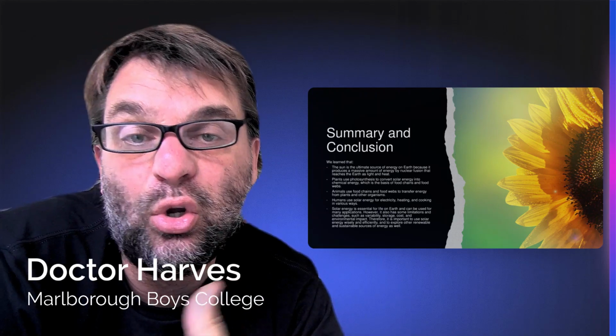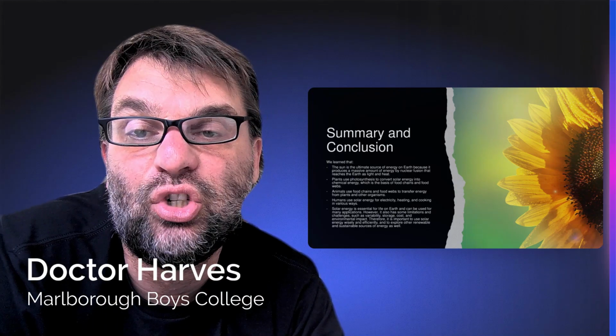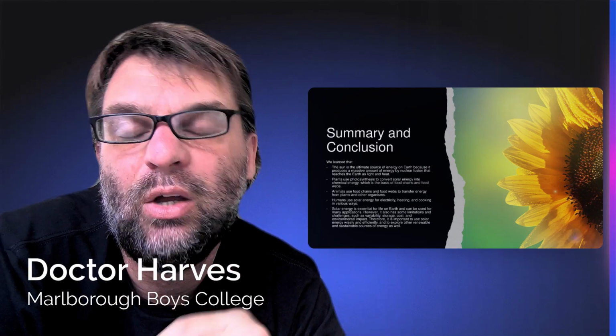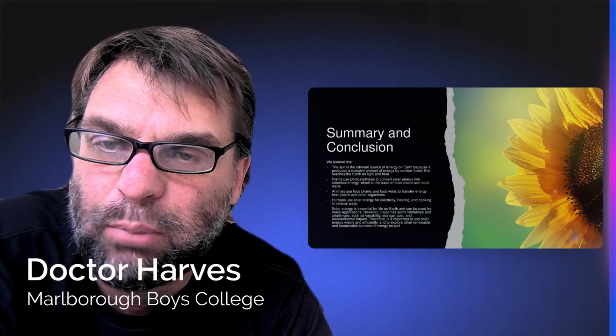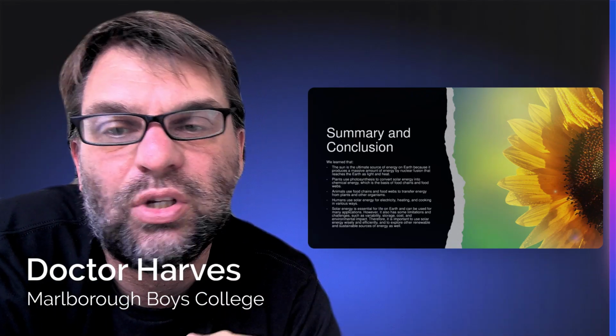And humans also use solar energy in other different ways through, say, solar panels, which convert solar energy into electrical energy. We can also use it to heat water, for example, or provide a way to cook food, for example, using solar cookers.